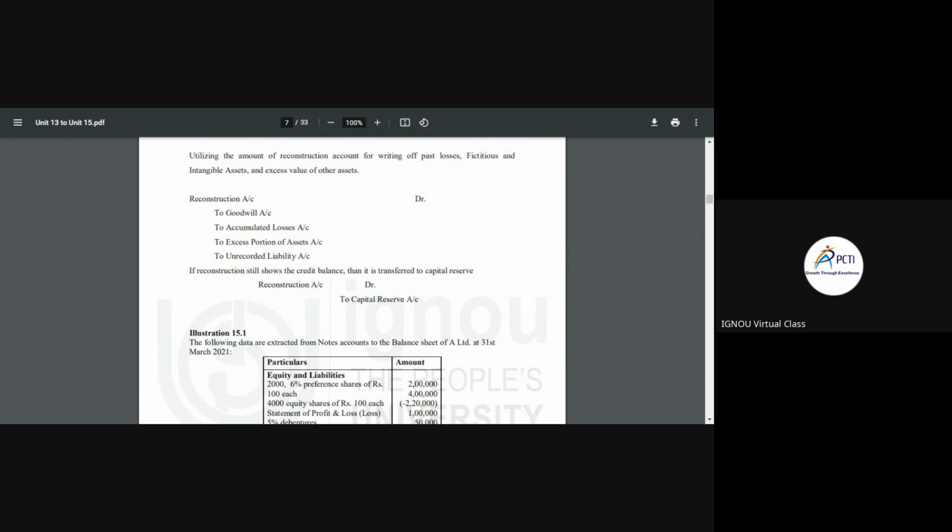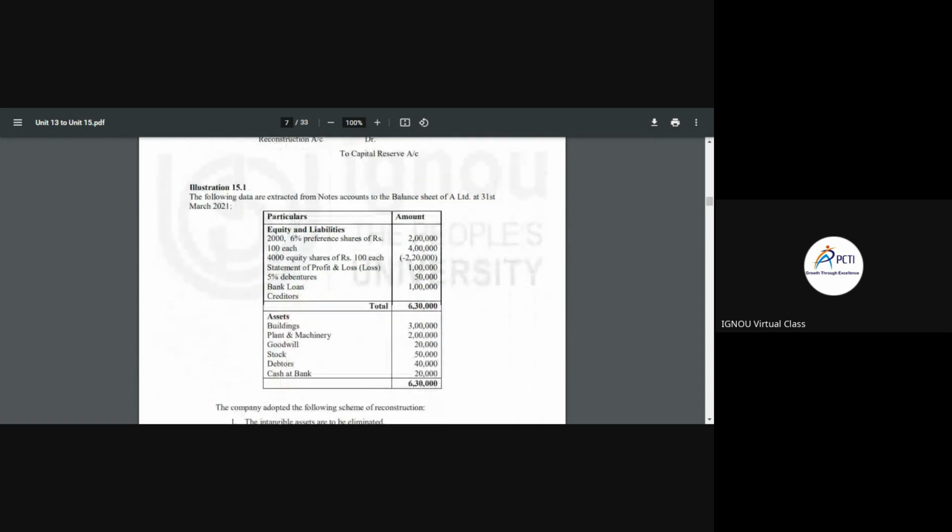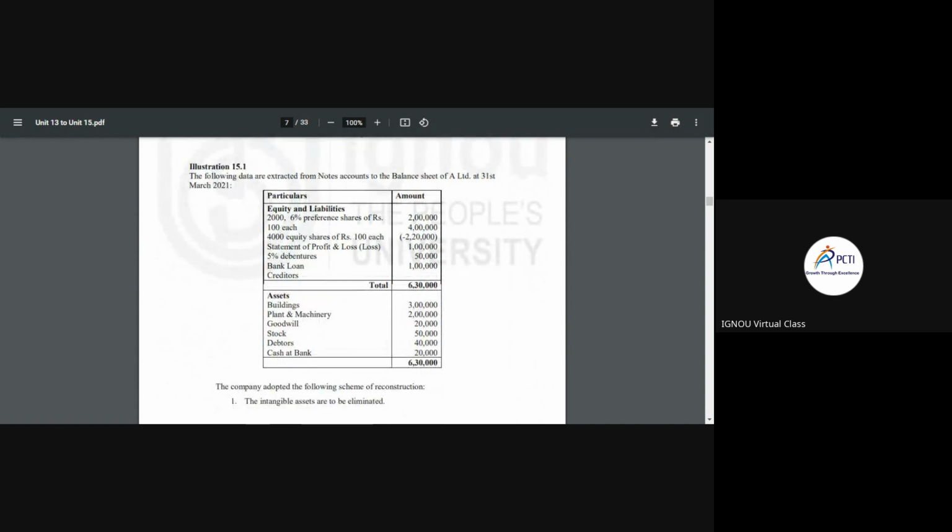So here we have the illustration. We have a balance sheet of A Limited as on 31st March 2021.